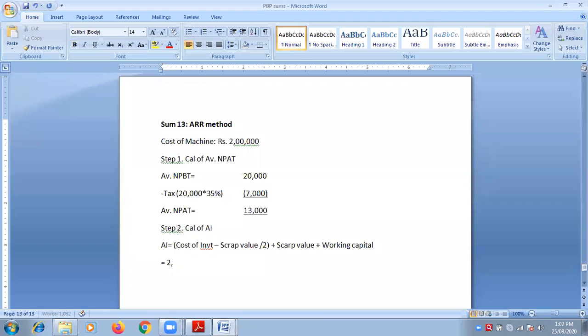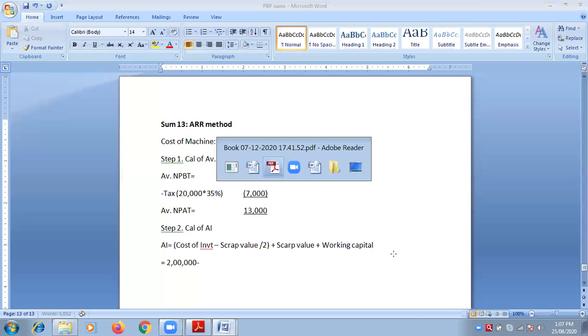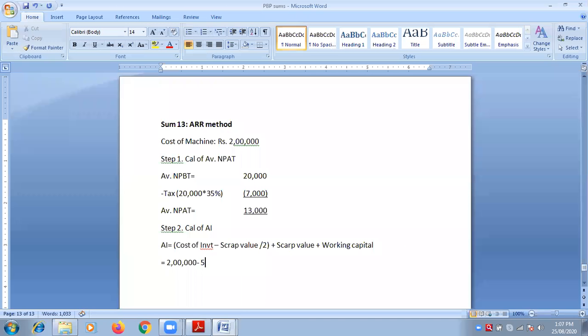Cost of investment. What is cost of investment? 2 lakhs. Minus scrap value, 5,000. Very good. Divided by 2. Put this equation in the brackets, and outside the bracket, you have to add scrap value, which is 5,000. Add working capital, which is not given in the question, so it's okay if you're not writing anything. Writing plus 0 is also okay, or leaving it as it is also okay.